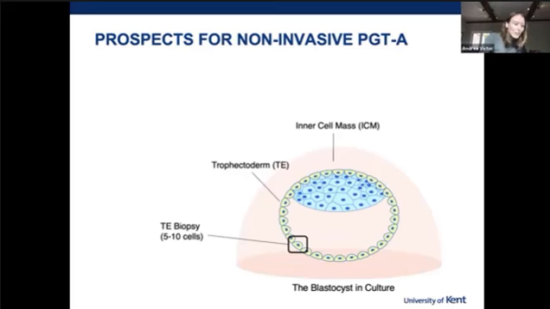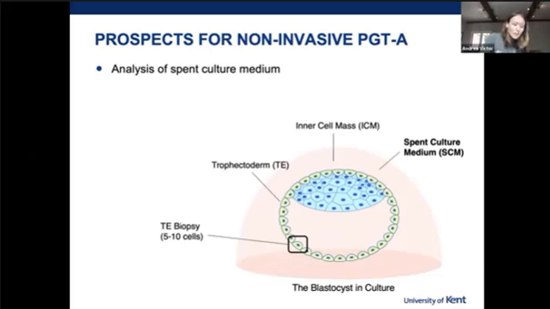So let's start with just looking quickly at spent culture medium. This is essentially collecting the medium that the embryo is cultured in and evaluating that medium for ploidy. So it's trying to look at cell-free DNA derived from the embryo, although the mechanism by which this is derived is still really unknown and not well characterized. But right now the results are kind of mixed as far as concordance between trifecta biopsy and spent culture media.